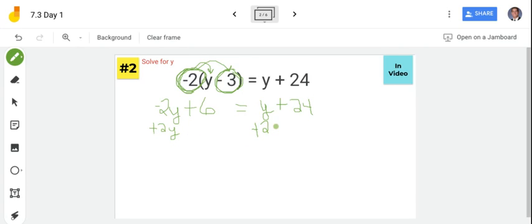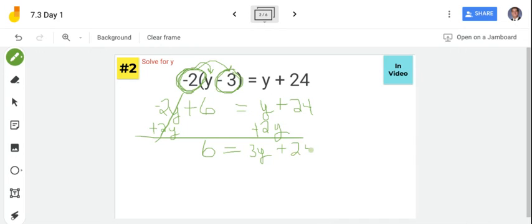Notice how I stack my y terms. So these 2y's are gone, right? Negative 2y plus 2y, that's 0. They cancel. You're left with 6 on the left side. Bring your equal sign straight down. On the right side, y plus 2y, that's 3y. I bring the plus 24 down.